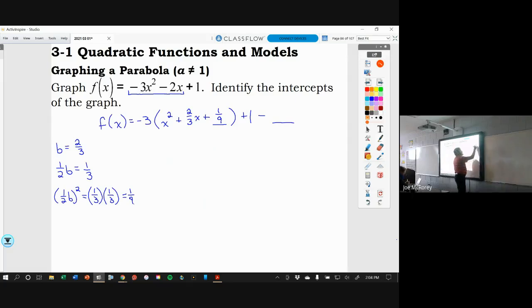Did I add 1/9? No, I did not. I added 1/9 inside a set of parentheses. These parentheses are multiplied by this negative 3. So this negative 3, I need to pick it up. There's negative 3. I'm going to multiply it by this 1/9. And that would be negative 3/9, right? And negative 3/9 reduces to negative 1/3.